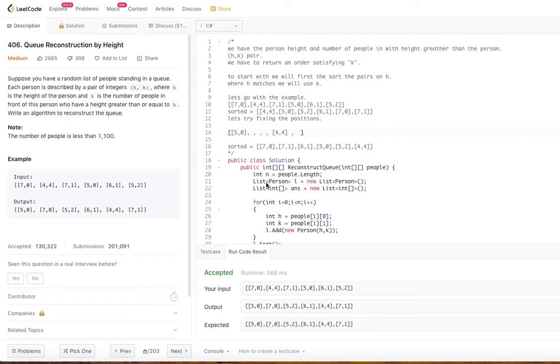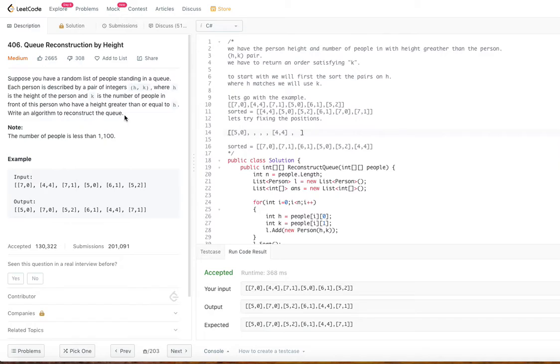Let's jump into today's problem. Queue reconstruction by height. Suppose you have a random list of people standing in a queue. Each person is described by a pair of integers h, k, where h is the height of the person and k is the number of people in front of this person who have a greater height than or equal to h. Write an algorithm to reconstruct the queue.